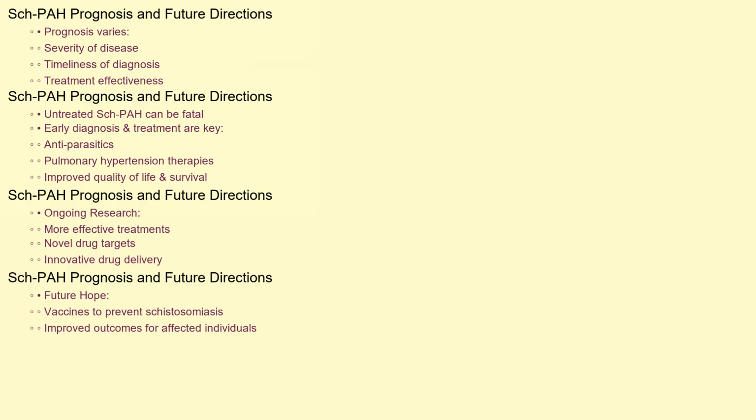Research is ongoing to develop more effective treatments for both schistosomiasis and pulmonary hypertension, including novel drug targets and innovative delivery methods. Scientists are also exploring the potential of vaccines to prevent schistosomiasis infection in the first place. Continued research offers hope for improved outcomes for individuals affected by this challenging condition.